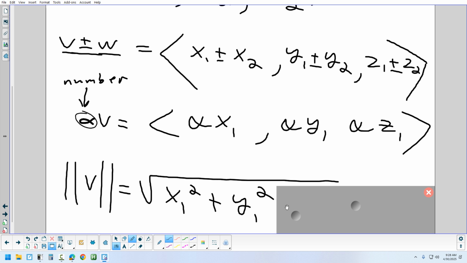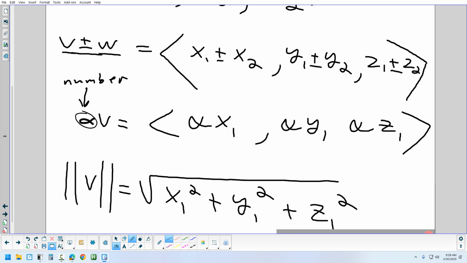Now we're going to extend it to 3D. So what am I going to put? z1 squared. I'm going to put z1 squared added on to what I already have, and that extends the formula to 3D.